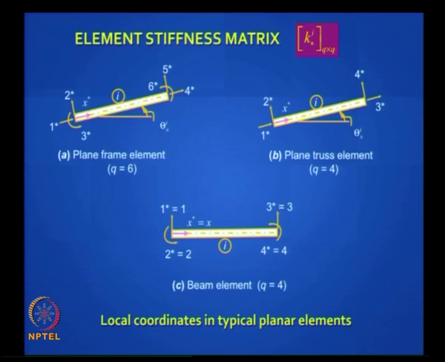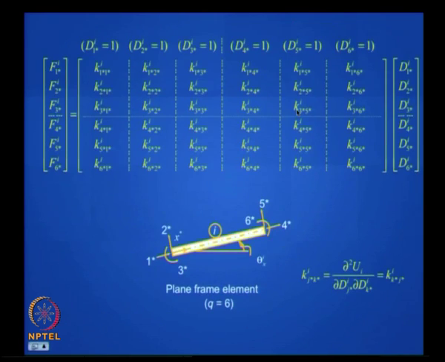Okay. Obviously the plane frame is the most generic because it is a combination of the beam and the truss. Okay. Now the stiffness matrix for a plane frame element will look like this. Let us not fill in those, but you know the meaning of this. It is a 6 by 6 matrix. Okay, it is relating Fi 1 star to 6 star to Di 1 star to 6 star. It is going to be a symmetric matrix, it is a square matrix.